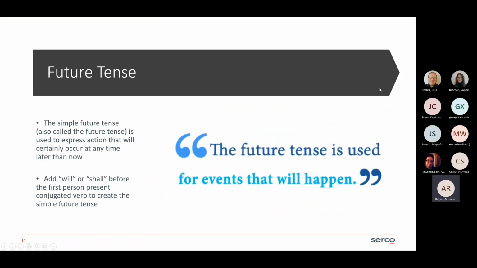Future tense. The simple future tense, obviously also called just the future tense, so you've got two terminologies for it, is used to express action that will certainly occur at any time later than now. Obviously in your sentences, in your structures, to make that sentence read right, you could add a will or shall before the first person present or before the actual verb to create the simple future tense, so the reader knows that this event is coming.